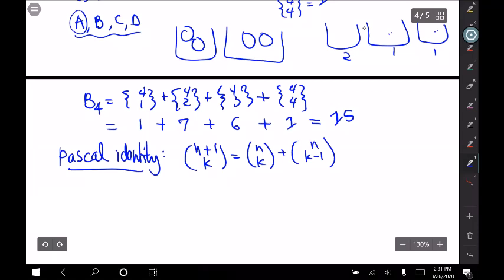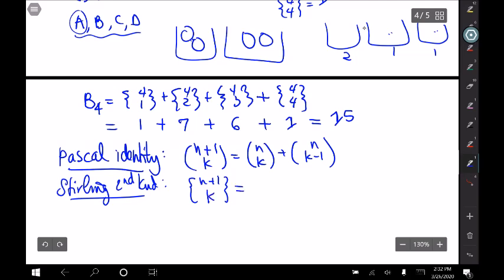So now let's see if we can find a Stirling identity, if you will, a second kind identity. Can I relate n plus 1 distinguishable objects put into k boxes somehow in terms of a smaller problem? Aha, you guys are good. Yes, it is possible.